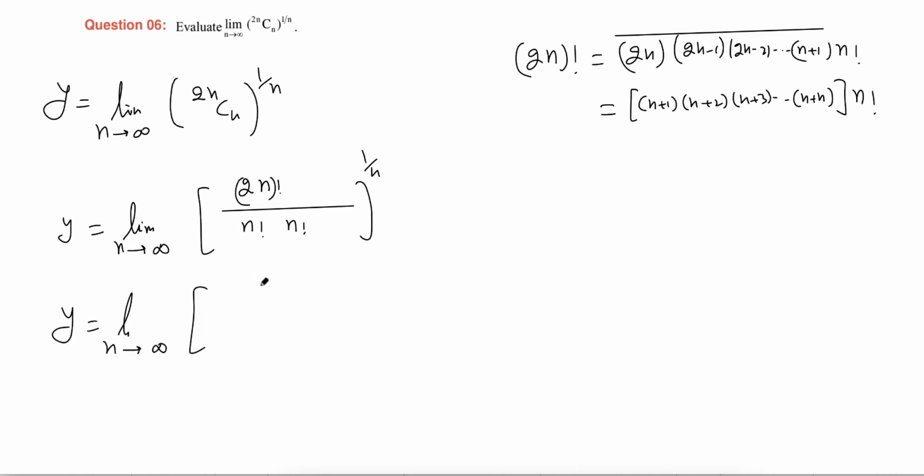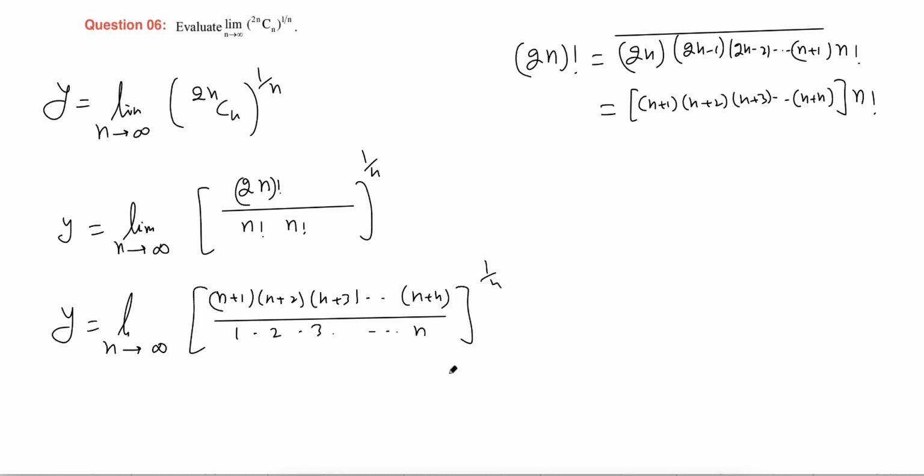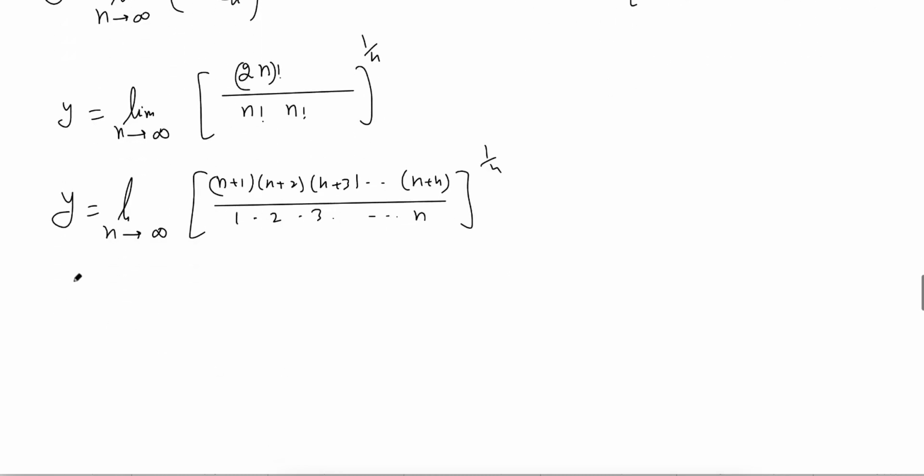Watch it carefully. One n factorial will get cancelled by the other n factorial, and the numerator will be n plus 1 into n plus 2 into n plus 3 into so on till 2n, meaning n plus n. And the denominator, n factorial, I can write this way: 1 into 2 into 3 into so on till n, to the power 1 by n. I hope everybody is able to understand.